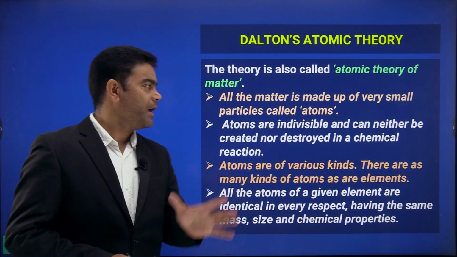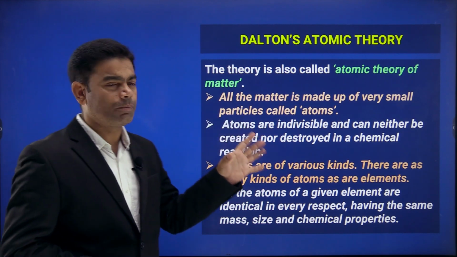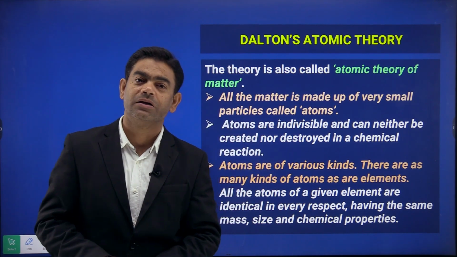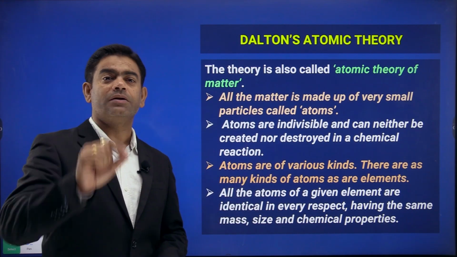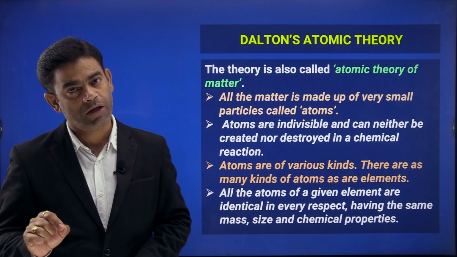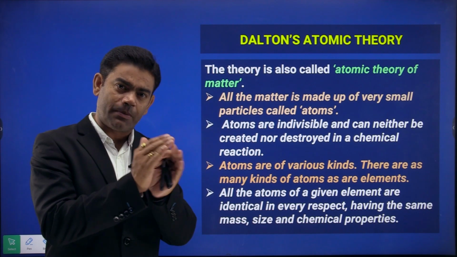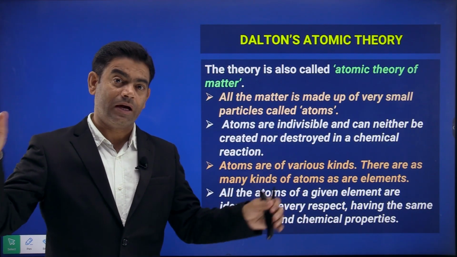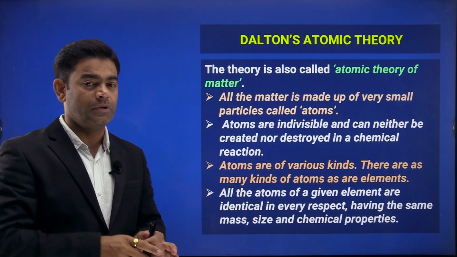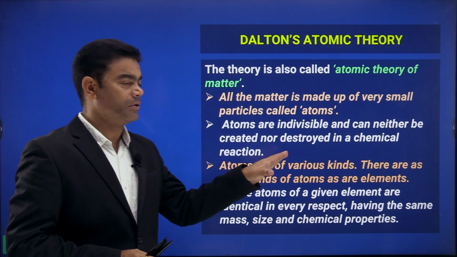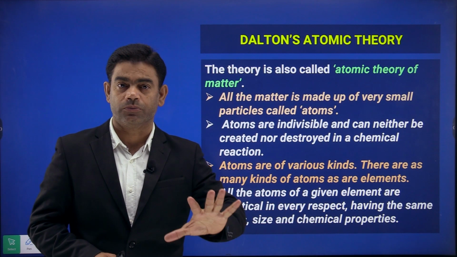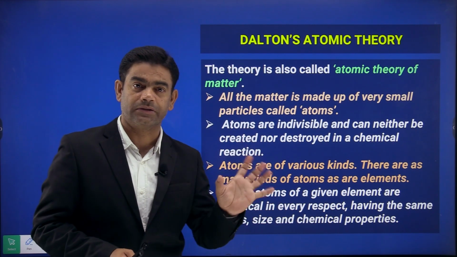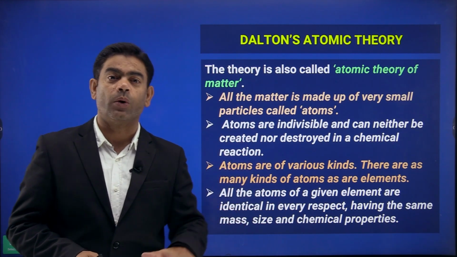So what it says: every matter, every substance is made up of very, very small particles combined to form matter, and that small particle is called an atom. Atoms are indivisible. That is the smallest part. You can't further divide an atom. This was a theory given by John Dalton at that time.